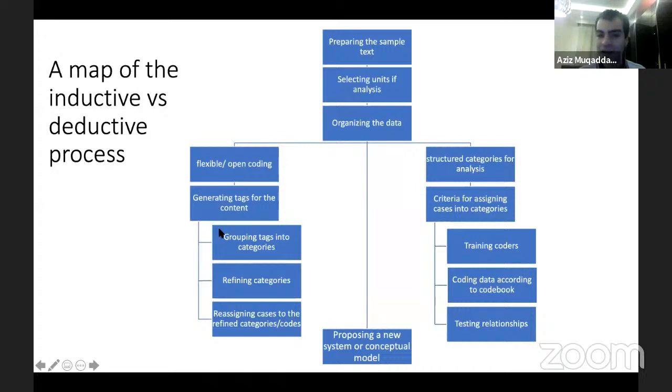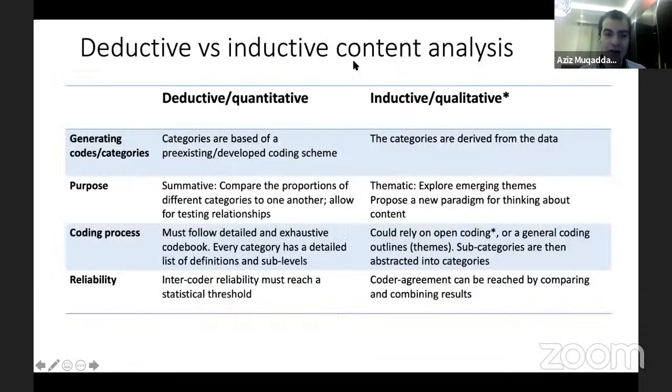So yeah, here you go into two rounds. You look at the content, come up with the categories, then come back again when you have fully refined categories that are mutually exclusive, and you reassign the cases again into these categories, right?